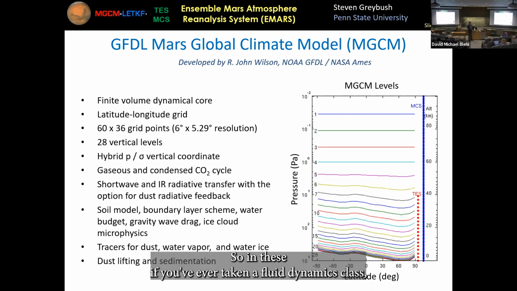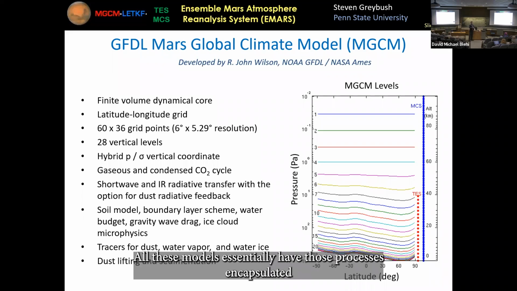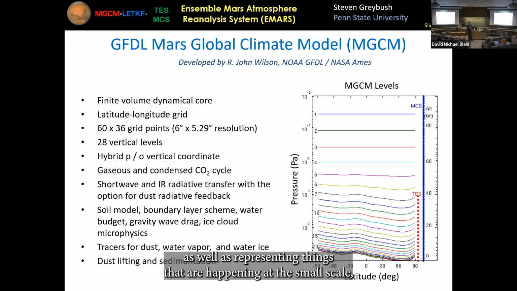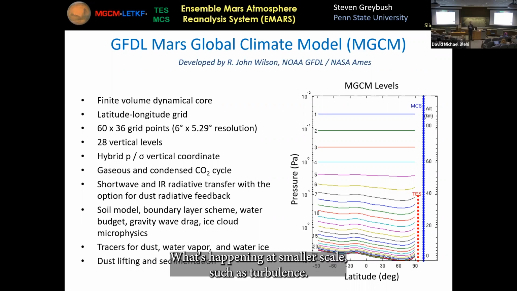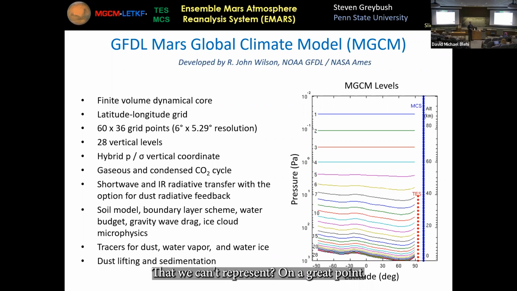If you've ever taken a fluid dynamics class, you might think about conservation of mass, momentum, and energy. These models essentially have those processes encapsulated, as well as representing things that are happening at the small scale, like what's going on inside a cloud, what the radiative transfer inside the atmosphere is, and what's happening at smaller scales, such as turbulence, that we can't represent on the grid point.